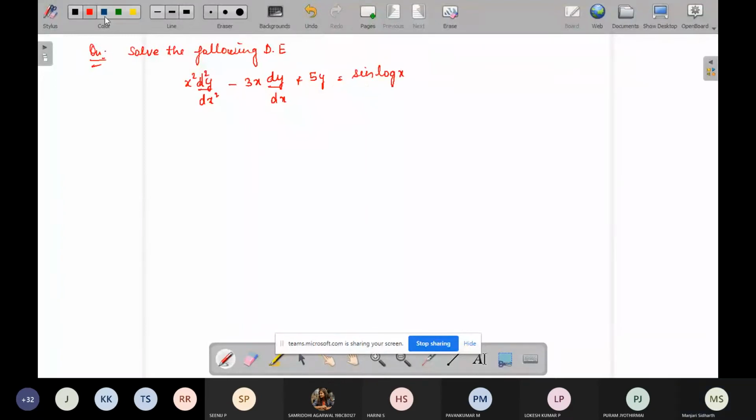Okay. So first you can see that this is Cauchy-Euler, right? I want to discuss Cauchy-Legendre. Sorry, let me check another one. Yeah. Okay.